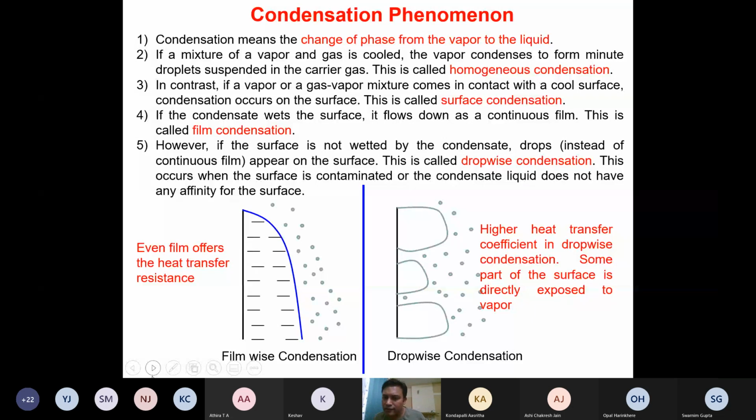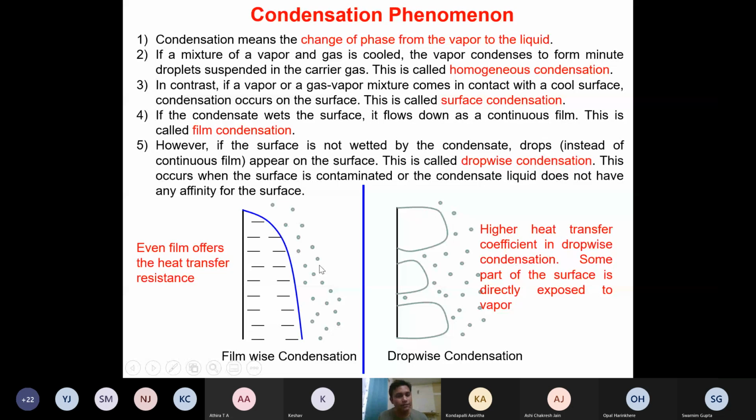The reason behind that is, here you can see at several locations the gas is directly in contact with the cool surface, isn't it? So gas is directly in contact with the cold surface here. But in contrast, if this gas has to pass through the film, a film forms, and therefore the heat transfer coefficient in film wise condensation is lower than in drop wise condensation.